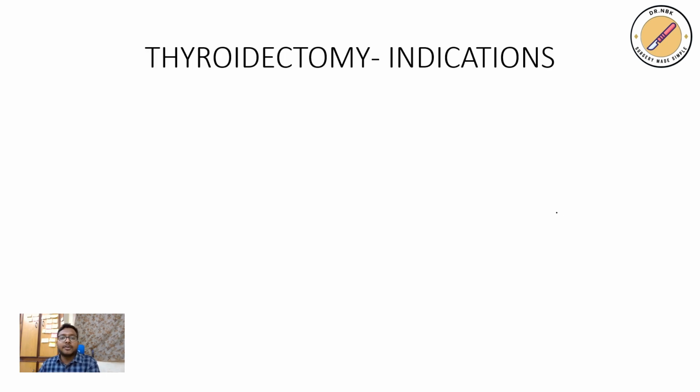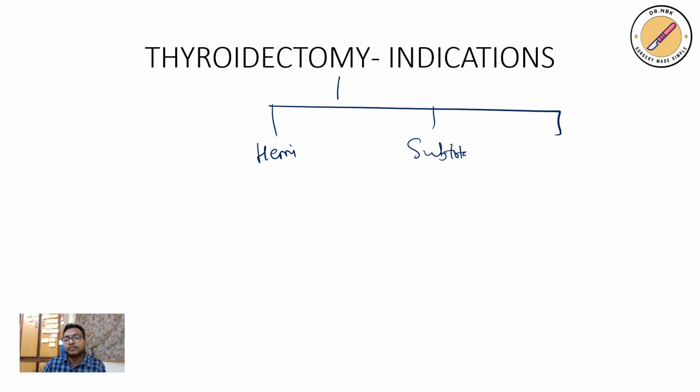Okay, right. So the first one is indications. Please understand, I told you there are mainly around three important thyroidectomies that we are following these days. So one is hemithyroidectomy, then another one is subtotal, last one is total. So hemithyroidectomy is usually done in solitary thyroid nodule.